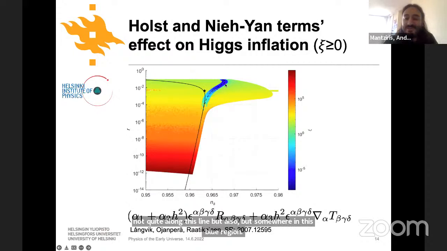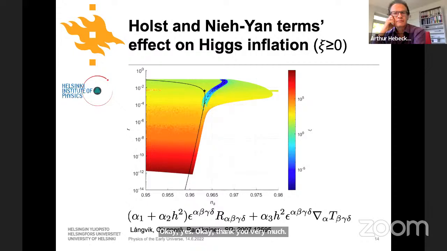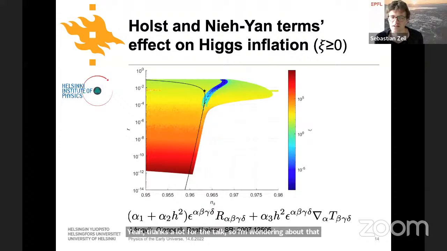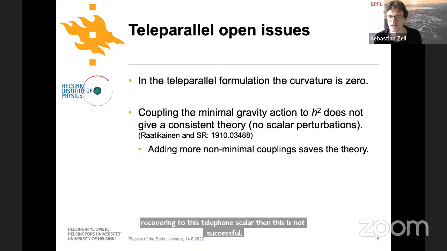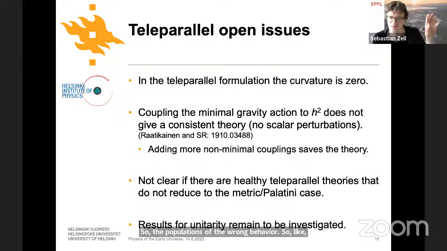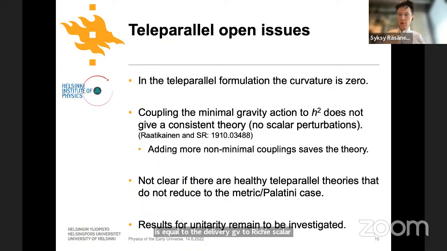Next was Sebastian Serre. Yeah, thanks a lot for the talk. I'm wondering about your statement about teleparallel. You said that in the simplest model, when you only have a non-minimal coupling to this teleparallel scalar, this is not successful, so the perturbations have the wrong behavior. Very naively, I would think, I have this non-minimal coupling to this teleparallel scalar, and then I have the teleparallel constraint that tells me this teleparallel scalar is equal to the Levi-Civita Ricci scalar. But that's only if it's minimal. The torsion scalar is equivalent to the Levi-Civita Ricci scalar only if it's minimally coupled. This is not the case if it's non-minimally coupled. So can you expand on that?